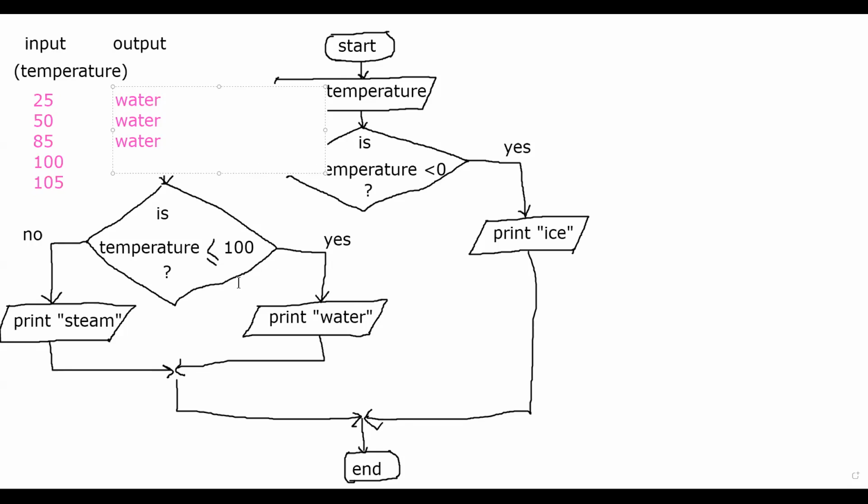100. You check whether it's less than 0. No. You come here. Whether it's less than or equal to 100. So it's equal to 100. So that's water. Then we will check whether the temperature 105. Is it less than 0? No. Is it less than or equal to 100? No. Then this is steam.